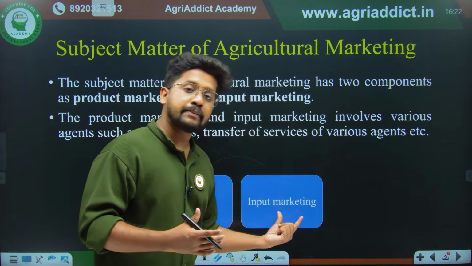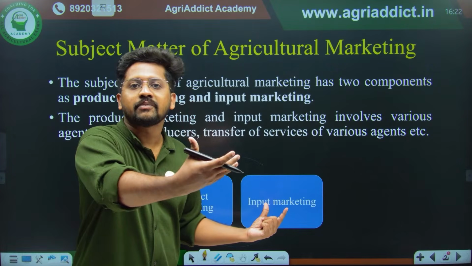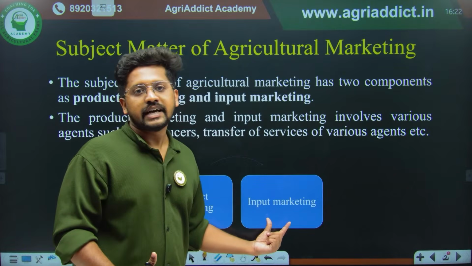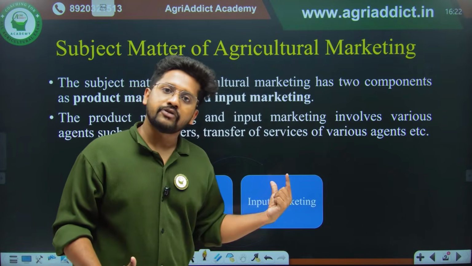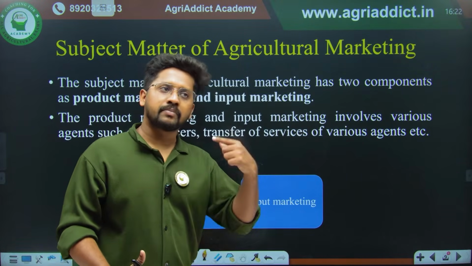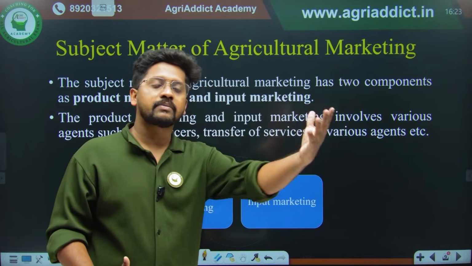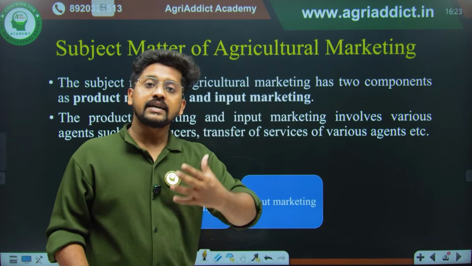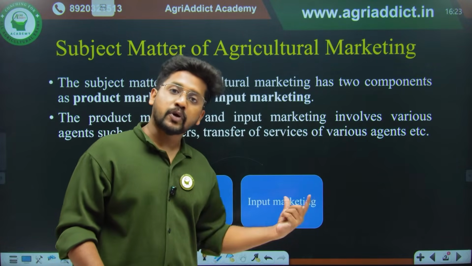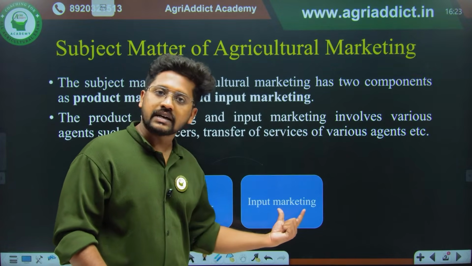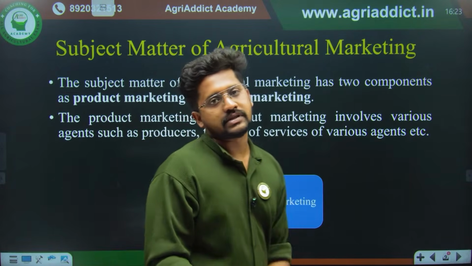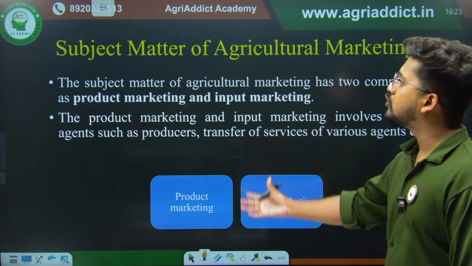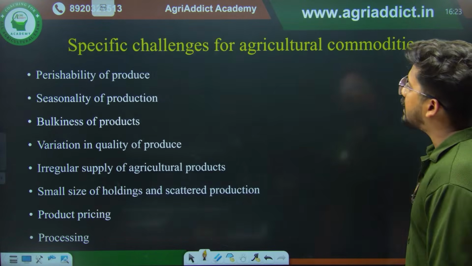These inputs he will be purchasing from the outside market, right? So there is a product market, and second, there is an input market. Obviously he will be purchasing the fertilizers or pesticides, or hiring the labor, from the outside markets. Those markets which produce the inputs or raw materials for the production side constitute the input market, and that process is known as input marketing. So product marketing and input marketing are the two major subject matters of agricultural marketing.